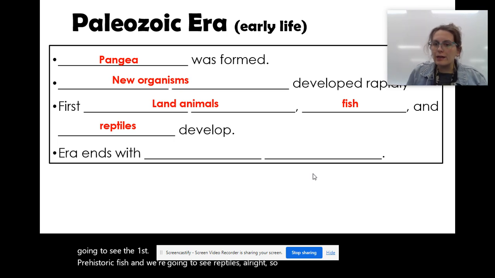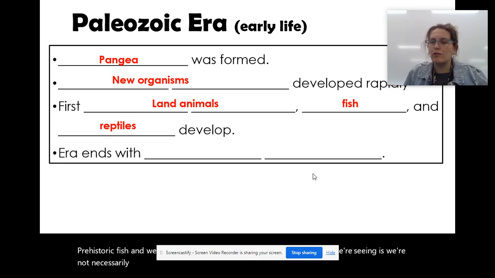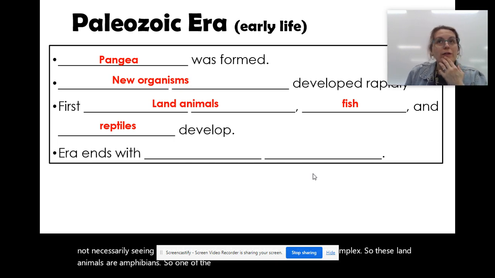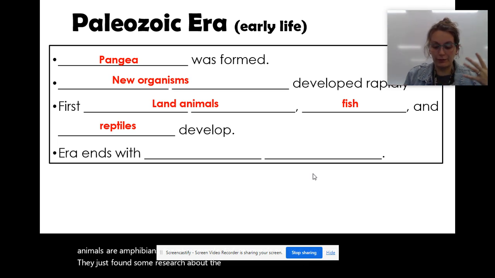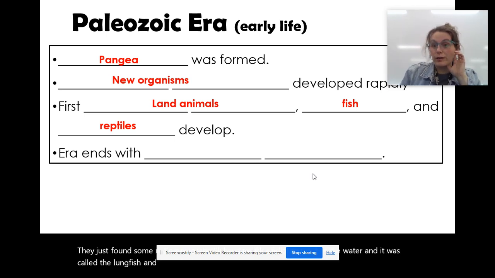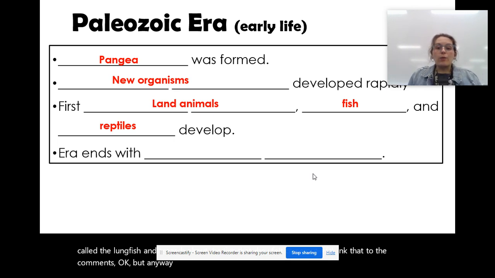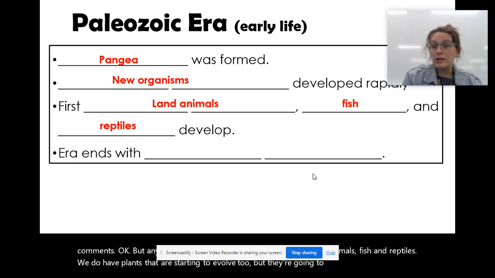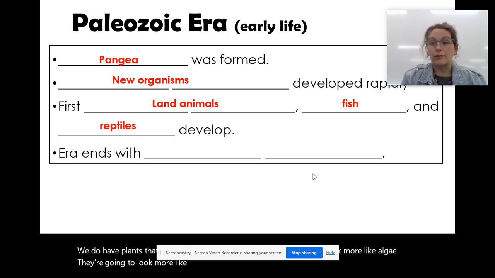So one thing that we're seeing is we're not necessarily seeing a ton of mammals. Mammals are very, very complex. So these land animals are amphibians. I'll have to link one of the, they just found some research about the fish that they felt came out of the water, and it was called the lungfish. And it was really interesting to read. So I'll link that in the comments. But anyway, so again, we have amphibians, land animals, fish, and reptiles. We do have plants that are starting to evolve too, but they're going to look more like algae. They're going to look more like moss and liverwort.